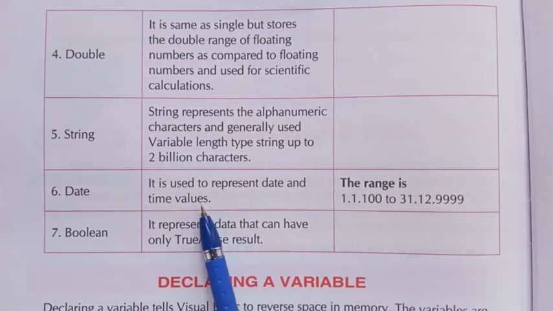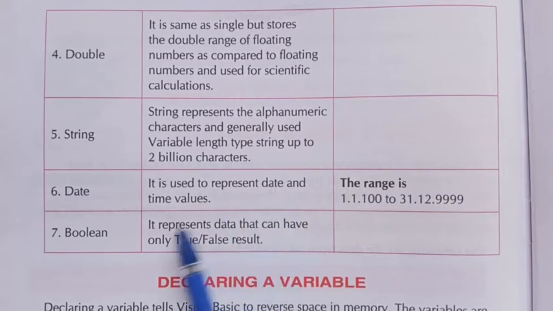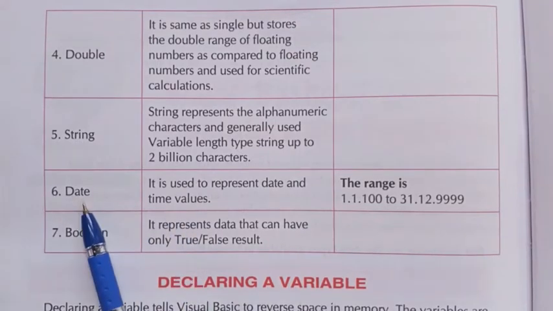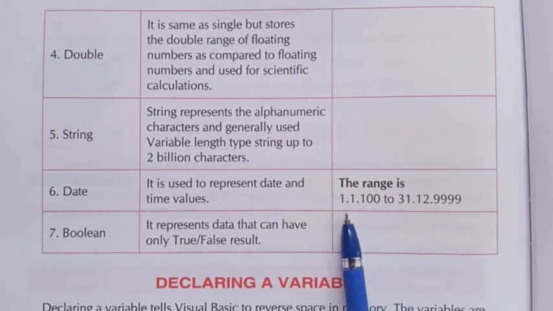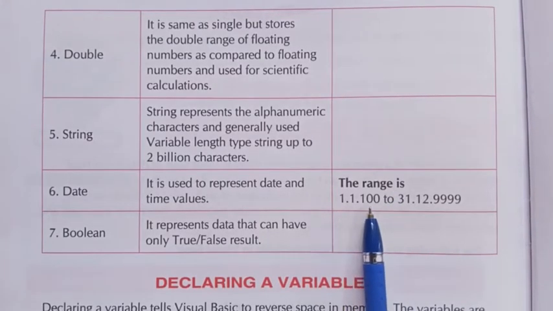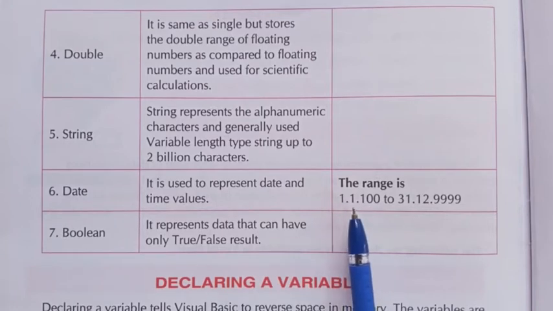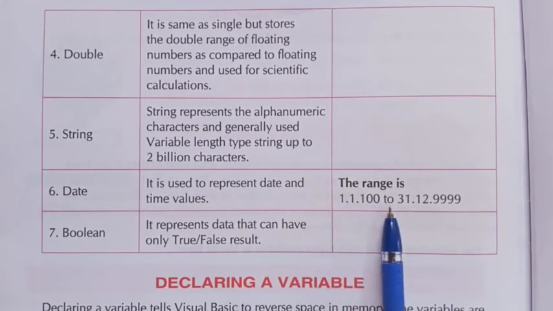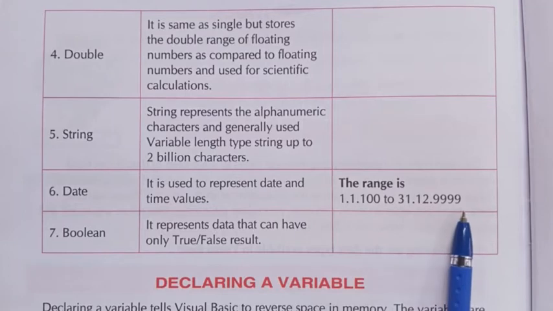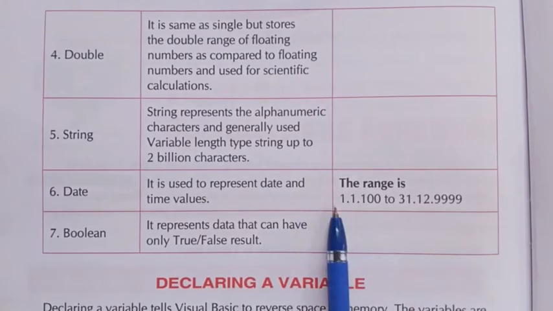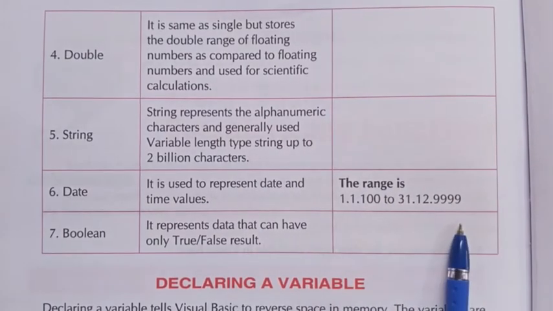Whenever you have to store a date or any time value in a variable, you will be making use of the date data type, and the range of the data type is 1st January 100 to 31st December 9999. You can store the dates which fall within this range.